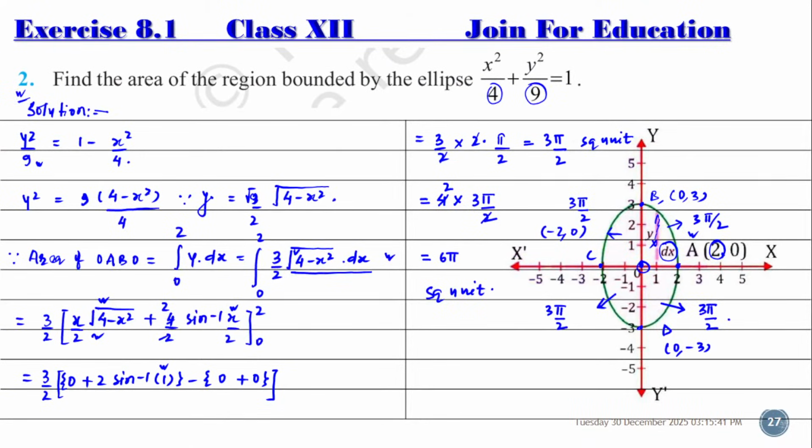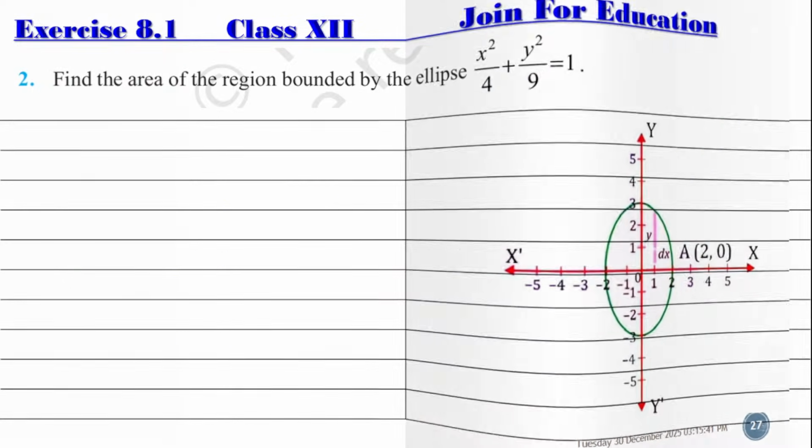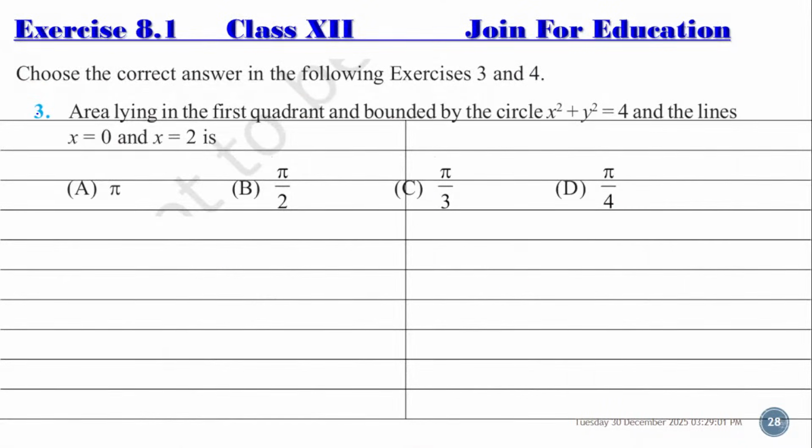Let's see the next question. This is the question number 3. This is an objective question. Area lying in the first quadrant and bounded by the circle x square plus y square equal to 4. This is the equation of the circle, and the lines x equal to 0 and x equal to 2. Let's see the relevant figure which helps us to understand the question.